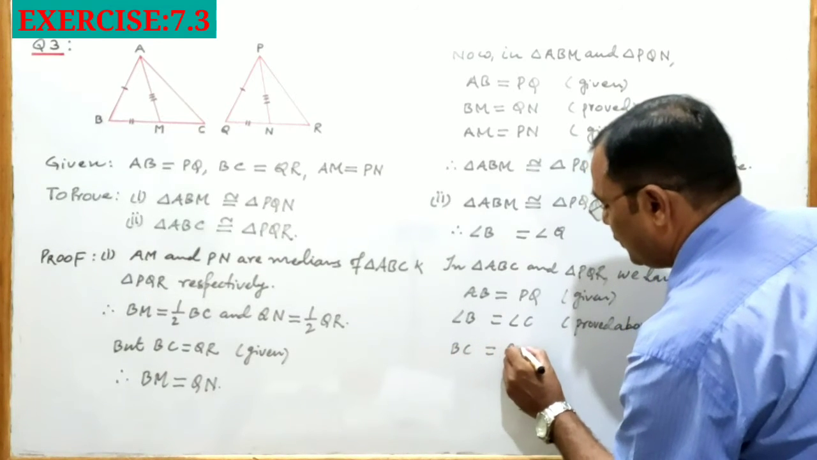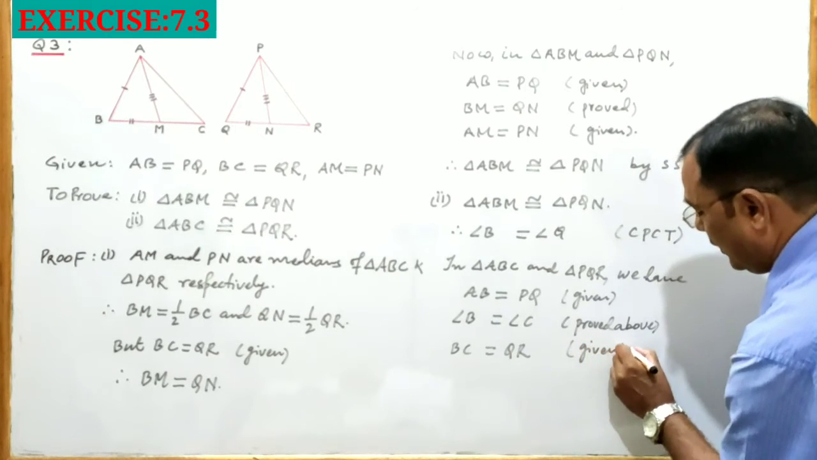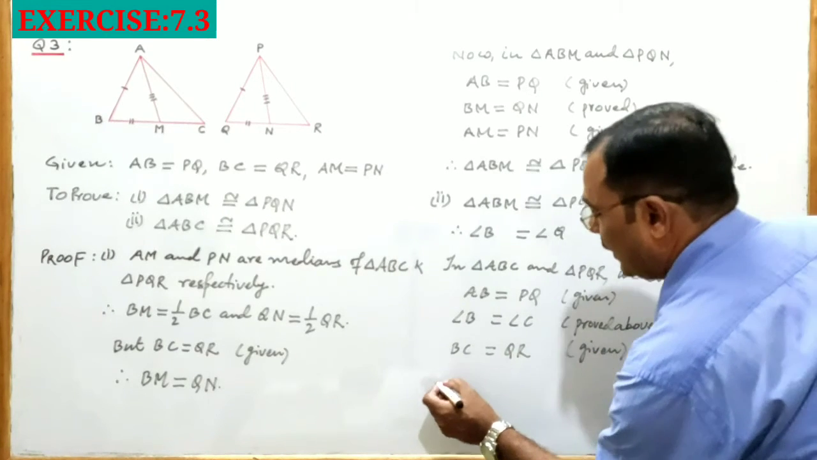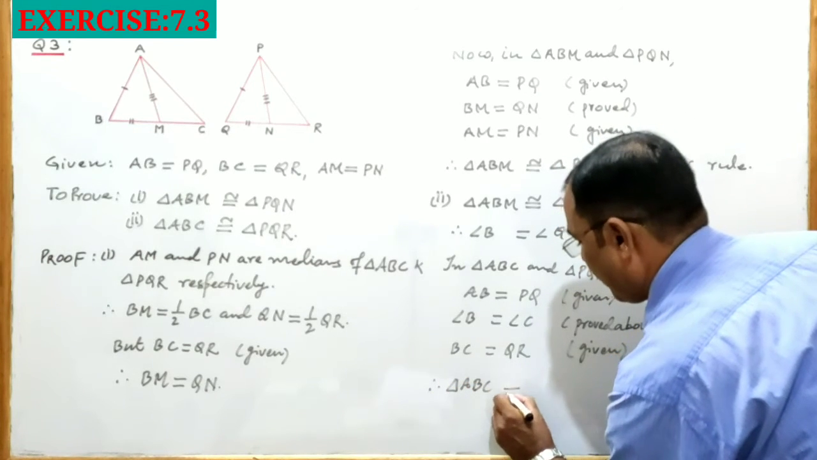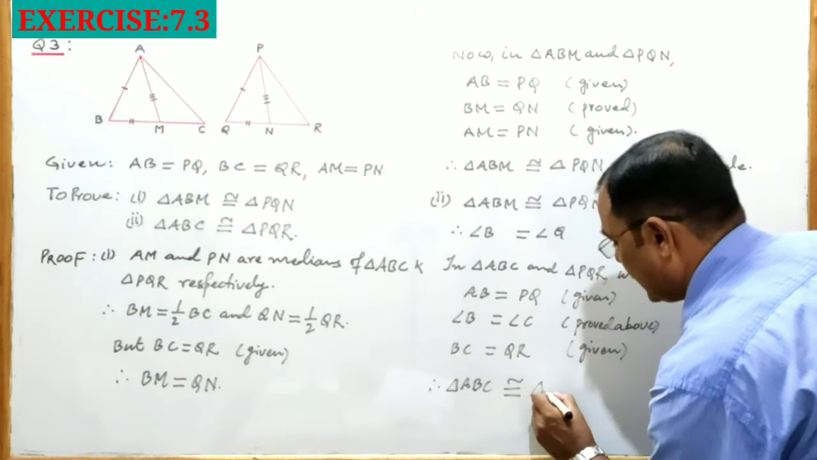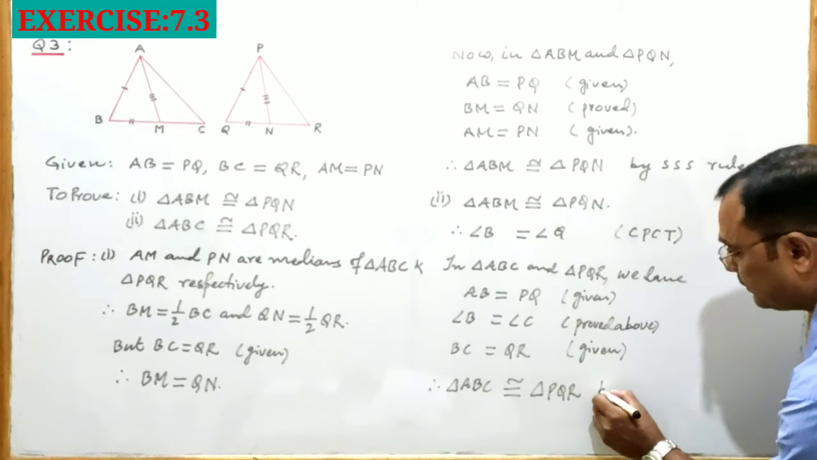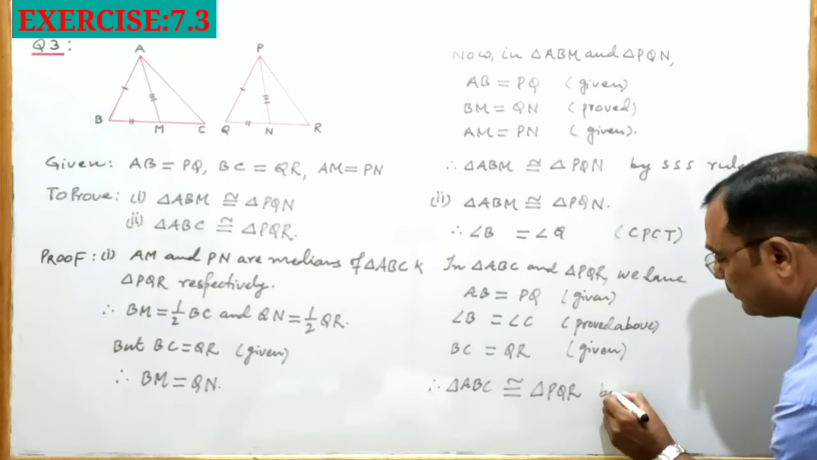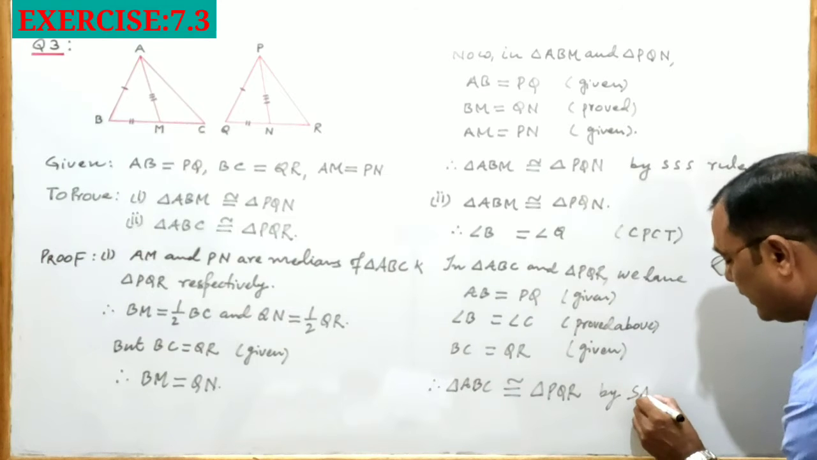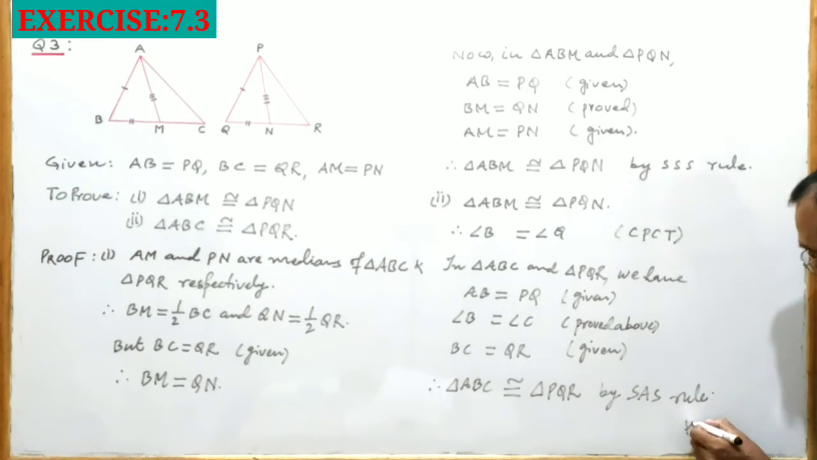BC is equal to QR, also given. Therefore, triangle ABC is congruent to triangle PQR by side angle side congruence rule, hence proved.